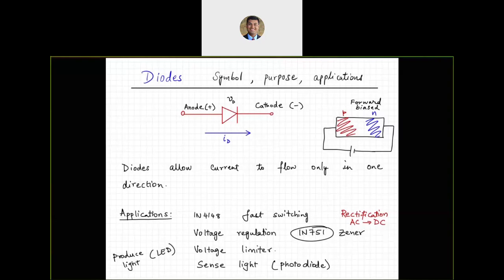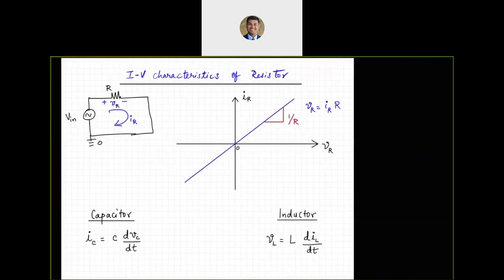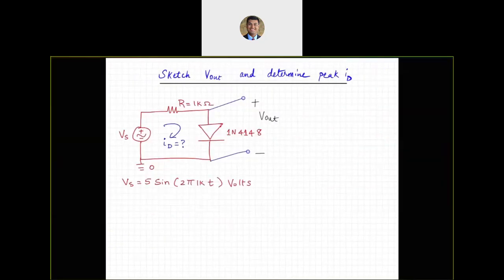Okay, so we will solve a little problem so that we can get familiar. Over here, we are doing a very simple exercise. We have a voltage source, Vs, and we have assumed that the voltage amplitude is 5. It's a sinusoid of frequency 1 kilohertz, so 5 sine 2 pi 1k t. That's our AC sinusoidal voltage source. We have connected that to a resistor and a diode.